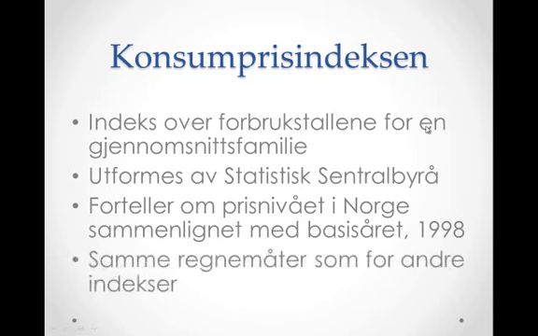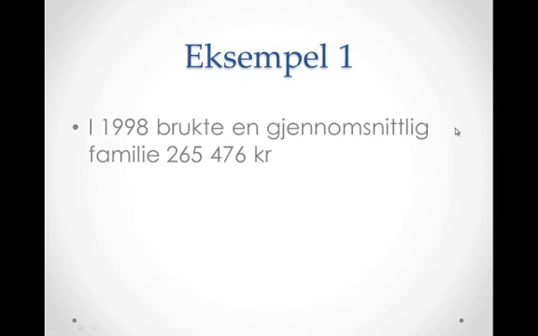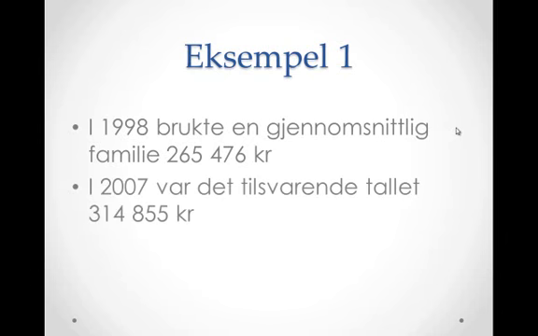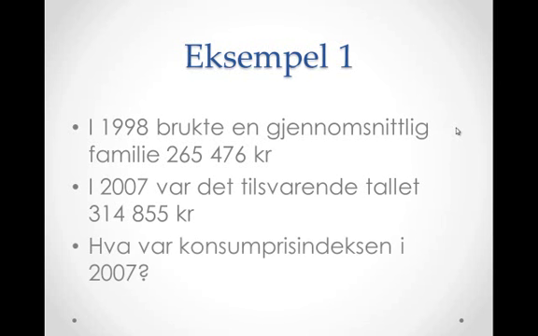When it comes to doing calculations with the Consumer Price Index, it's very much the same as with other indexes. We should have a brief look at an example. In this example, we say that an average family spent 265,476 crowns in 1998, and that the number for 2007 was 314,855 crowns. And our job will be to calculate the Consumer Price Index of 2007.